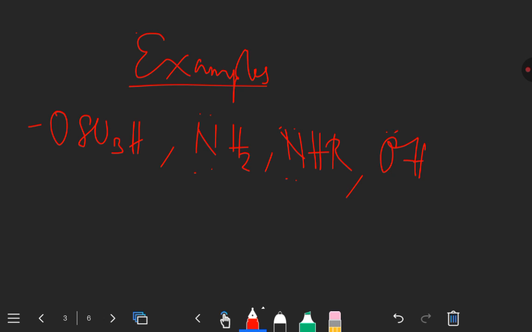Oxygen there has some lone pairs of electrons, so it is also an ortho-para director. Or maybe we can have a ring, oxygen rather, like this, oxygen now bonded to a certain carbon chain. So we can just write it like this. So oxygen in this case has some lone pairs of electrons, so it is also an ortho-para director.